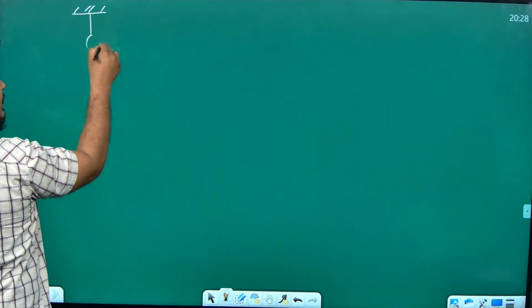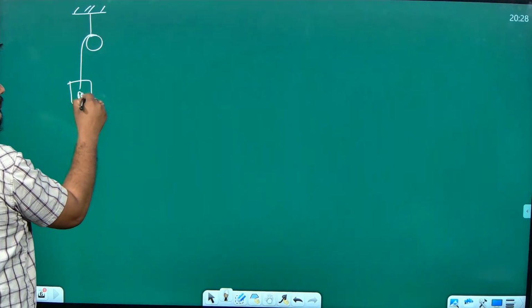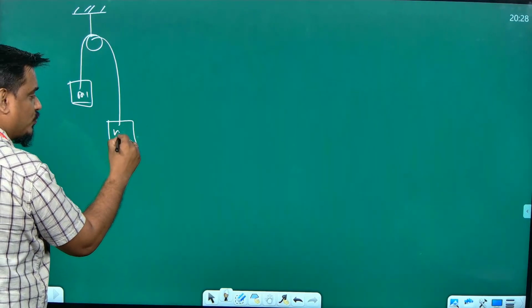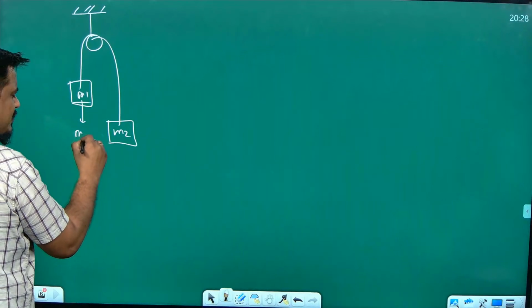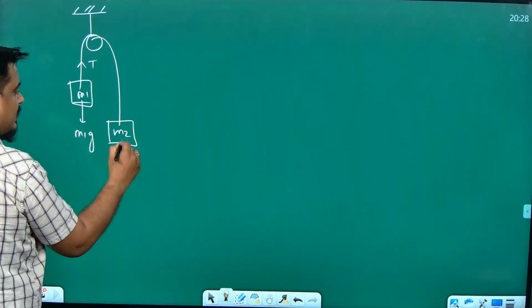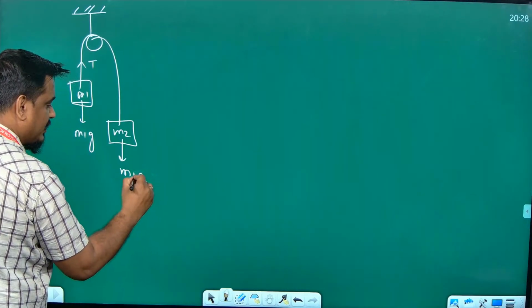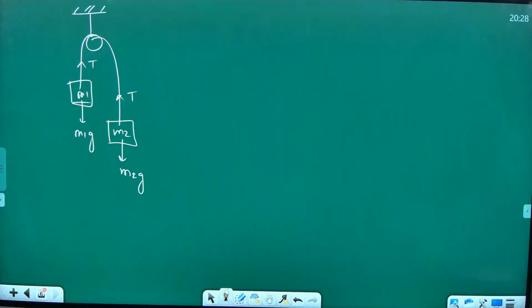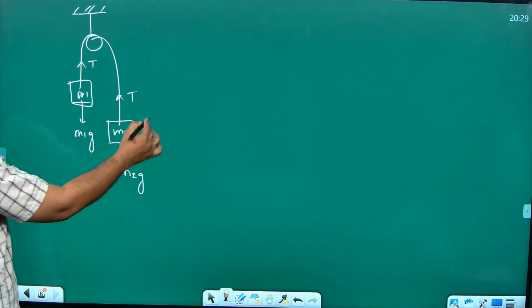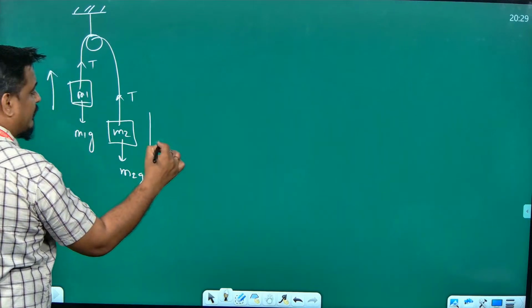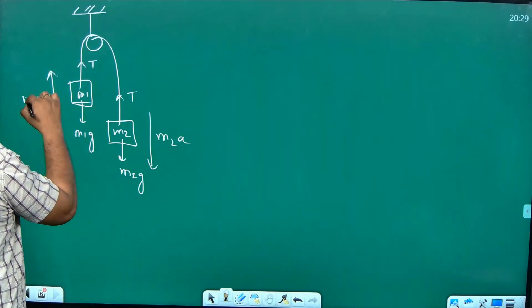So, I have a pulley, I have a mass M1, I have another mass M2. Downward here M1G, upward tension; downward here M2G, upward tension. Is this diagram clear to you, Chaitanya? Be unmuted for some time, no problem, 5 minutes. Yes, sir. I assumed M2G is more than M1G. So the net force will act like this, M2A on this side, M1A on the other side, right?